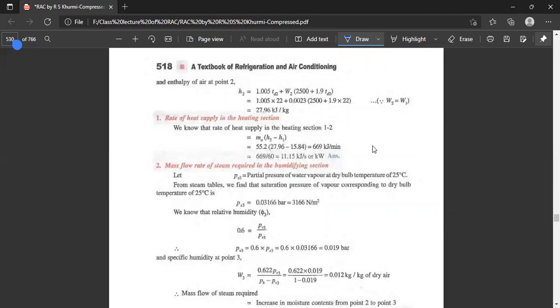So the relative humidity is given as the partial pressure of the water vapor available divided by the saturation pressure of the water vapor. That is the relative humidity, given as 0.6. So the partial pressure of the water vapor PV3 is 0.6 into 0.03166, which is 0.019 bar.